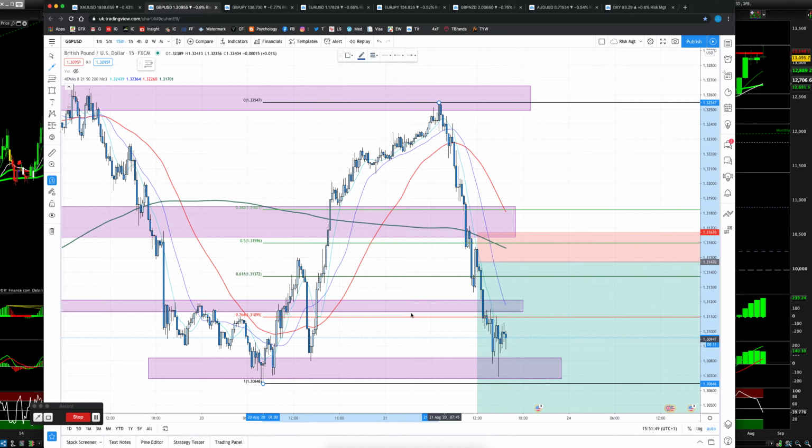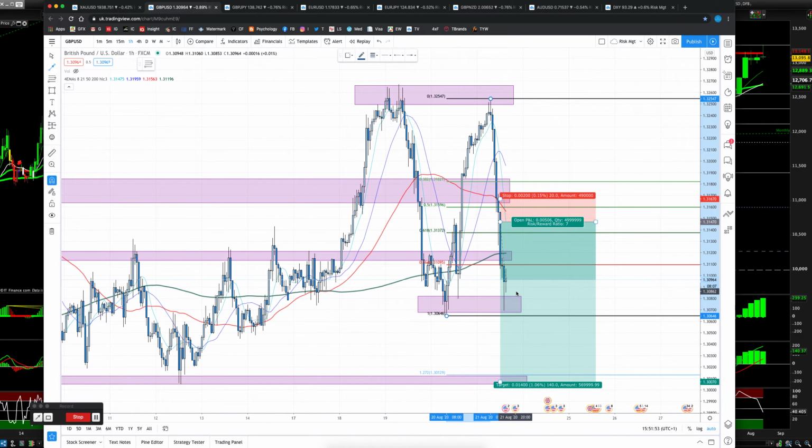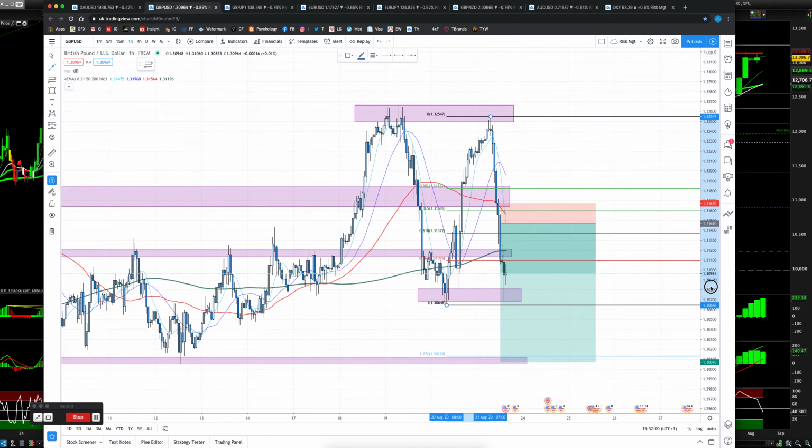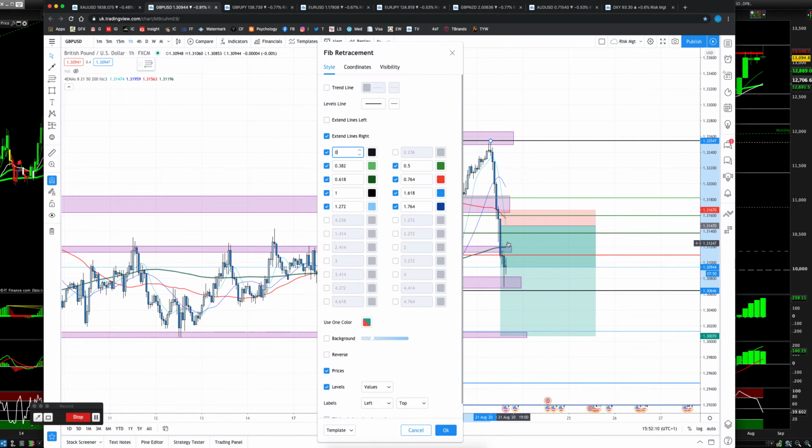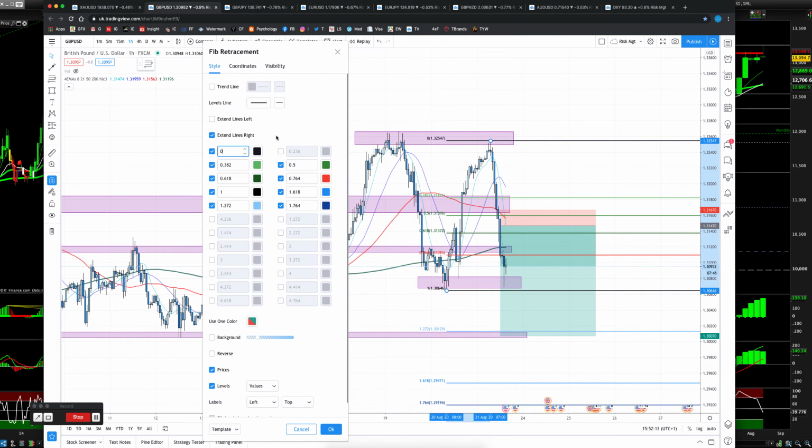Double bottom. So the third option is really asking the question, what happens if it breaks 100%? Where's it going to go? So that is our third option. And the third option is basically saying, well, we're going to look for the fib extensions. The fib extensions that we are interested in are the 127.2, the 161.8, and the 176.4.